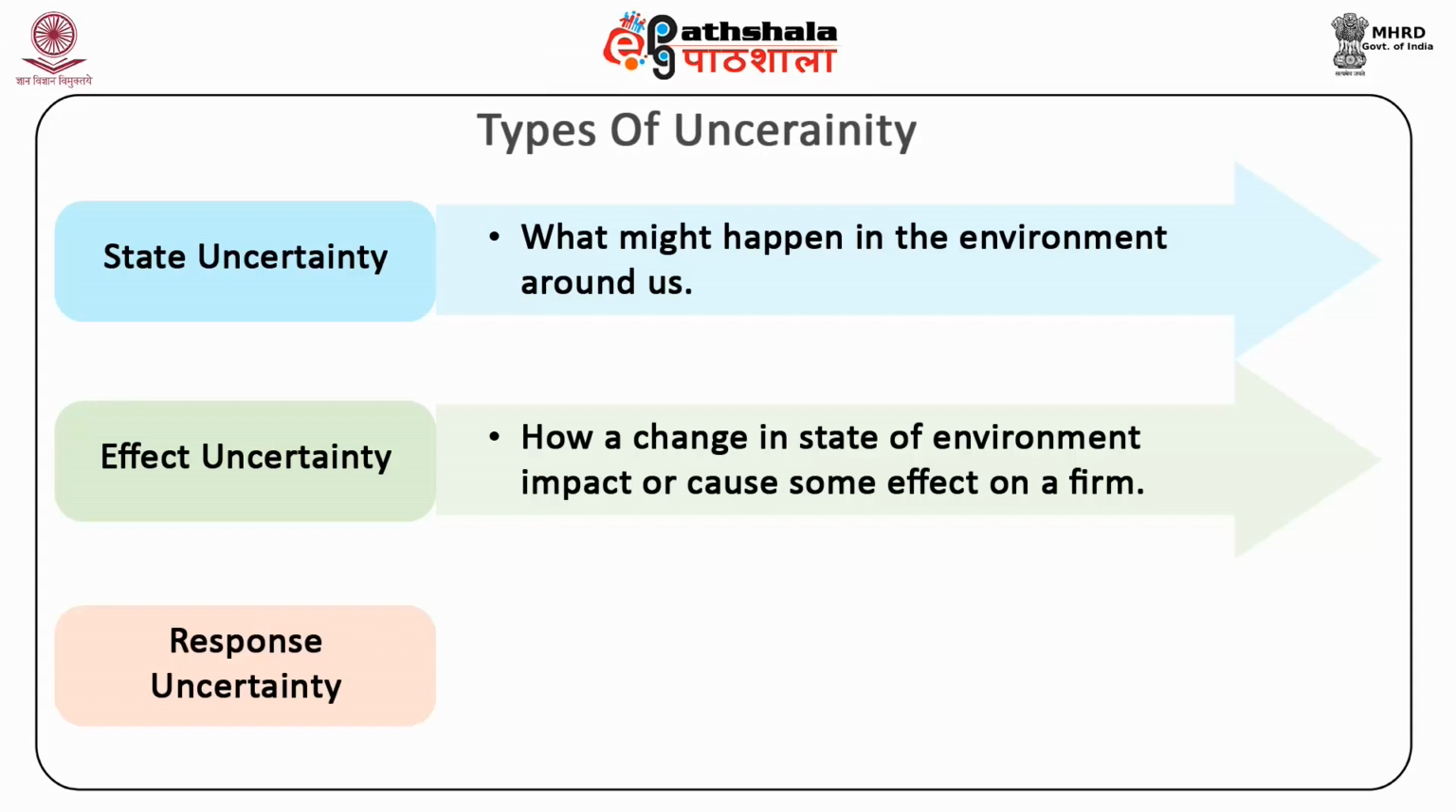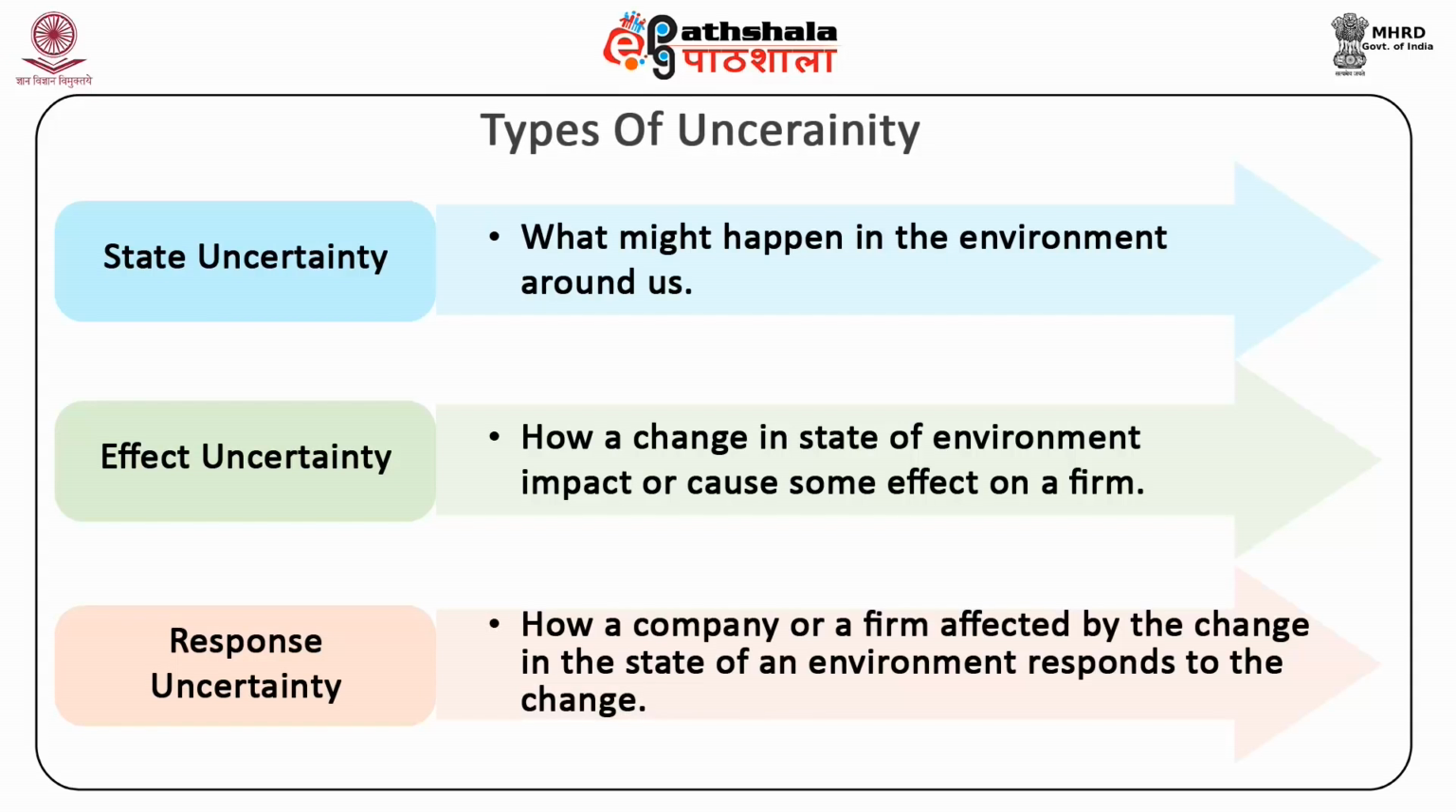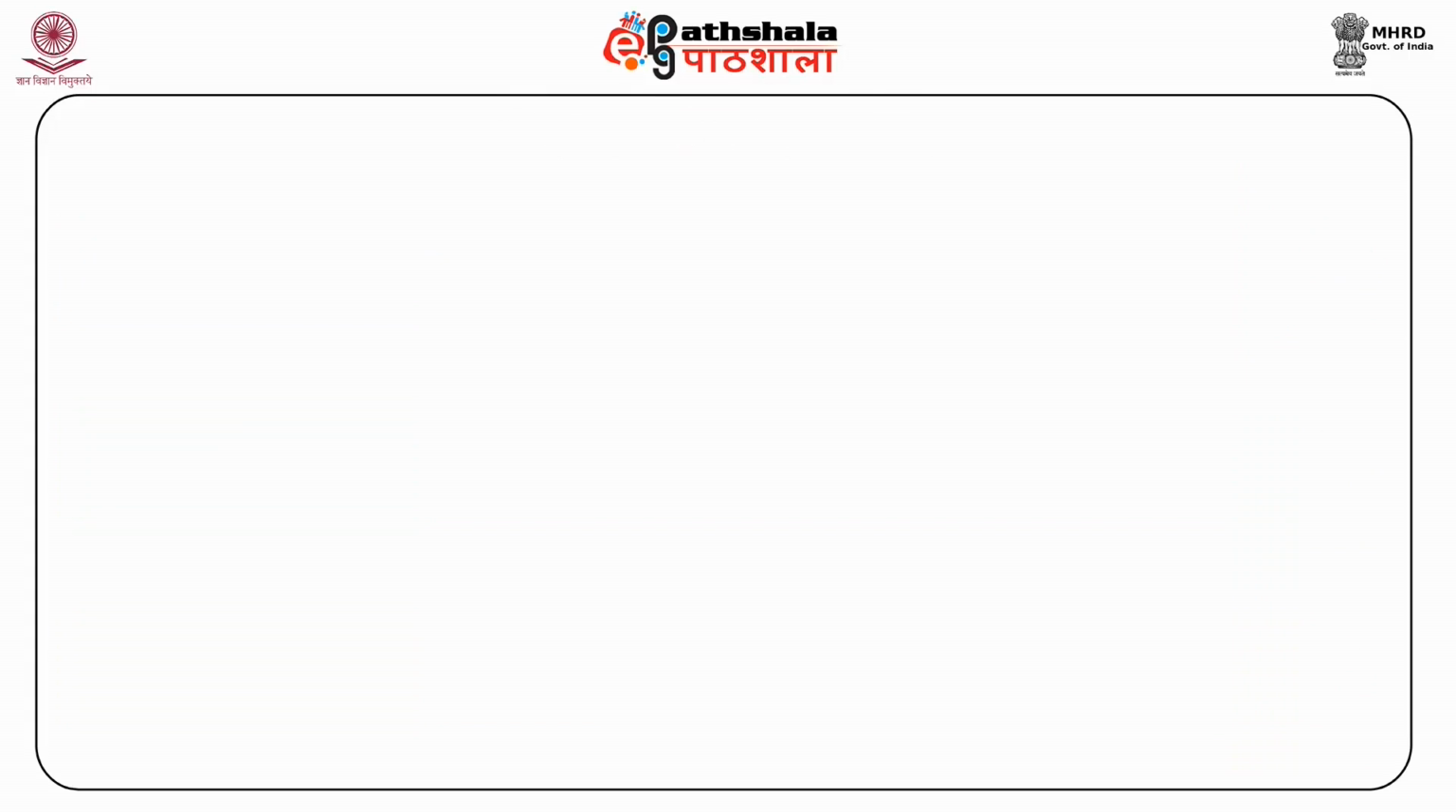The third uncertainty is regarding how a company or firm affected by the change in the state of the environment responds to the change. Like the pharmaceutical company may decide to quickly increase production or let the competitors have an advantage. All these different kinds of uncertainties lead to various types of risk. Next, we will discuss risk.